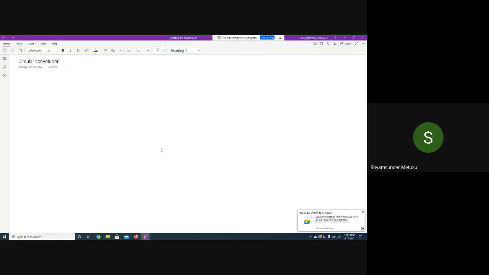This is called circular convolution, which is slightly different from linear convolution, but the procedure almost remains the same. There's not much difference, but I'll try to explain the differences where you need to be very careful while doing this particular operation called circular convolution. Let me go to the draw mode.